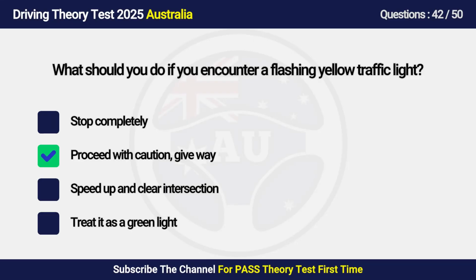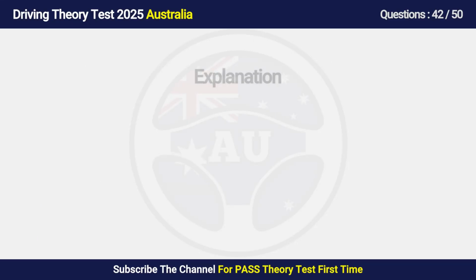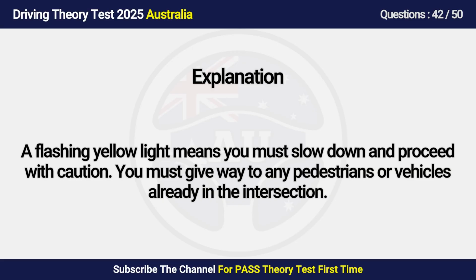Answer is B. Proceed with caution, give way. A flashing yellow light means you must slow down and proceed with caution. You must give way to any pedestrians or vehicles already in the intersection.